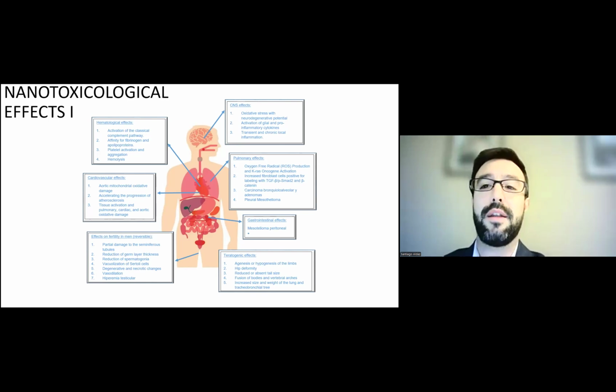Activation of glial and pro-inflammatory cytokines, transient and chronic local inflammation. Although the effects found were pulmonary effects, which versus the production of oxygen-free radicals and KRAS oncogene activation that leads to cancer, increased fibroblast cells positive for labeling with TGF-beta, PSMAD2, and beta-catenin, which are markers.